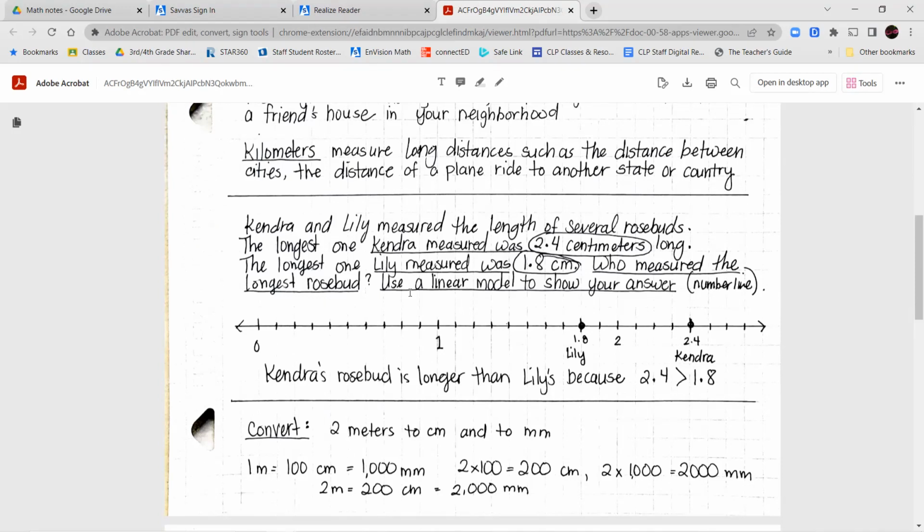So linear model, linear comes from the word line, so we're using a number line. So I have my number line over here that's broken into equal parts. So each section is broken into 10, right? Because when we're working with centimeters and millimeters, we're working in multiples of tens. So 1 centimeter, 2 centimeters, and onwards. 1.8 centimeters is going to be right here. That's where Lily measured. And 2.4 is where Kendra measured. Now 2.4 is greater than 1.8. So Kendra's rosebud is longer than Lily's rosebud.